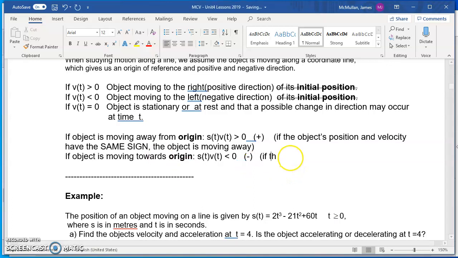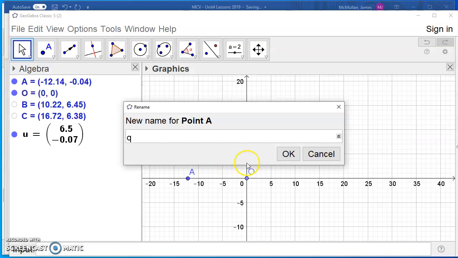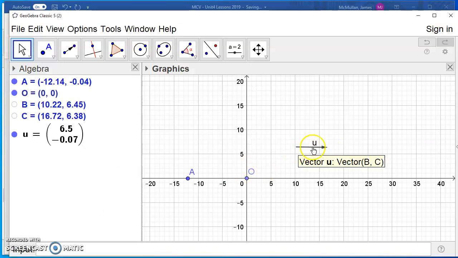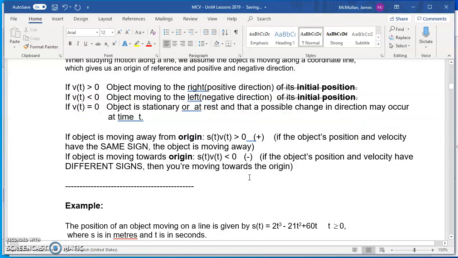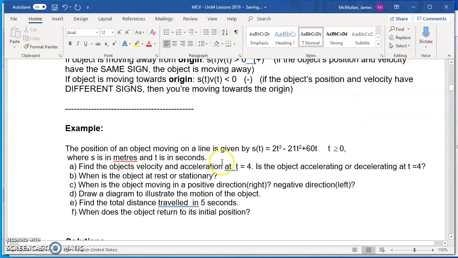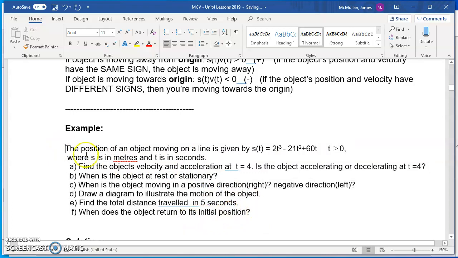Now, on the other hand, if the object's position and velocity have different signs, then you're moving towards the origin, right? And again, just imagine, let's go back to our diagram quickly for a second. Moving to the right, but standing to the left means I'm getting closer to the origin, right? So I'm moving towards. Okay, what we can do here is look at an example. I think going through this example will really help solidify some of these concepts.